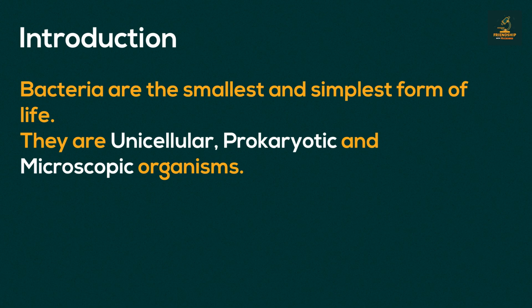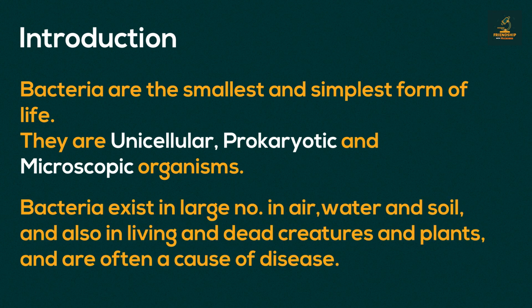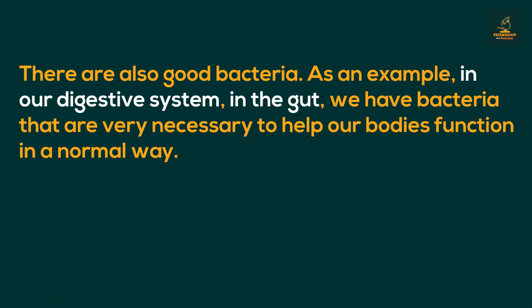Bacteria are the smallest and simplest form of life. Bacteria are unicellular, prokaryotic and microscopic organisms. Unicellular means they are made up of one single cell, and prokaryotic means they don't have a nucleus. They are microscopic, which means they are not visible with the naked eye. Bacteria exist in large numbers in air, water and soil, and also in living and dead creatures and plants, and are often a cause of disease, which we call pathogenic bacteria. But there are also good bacteria.